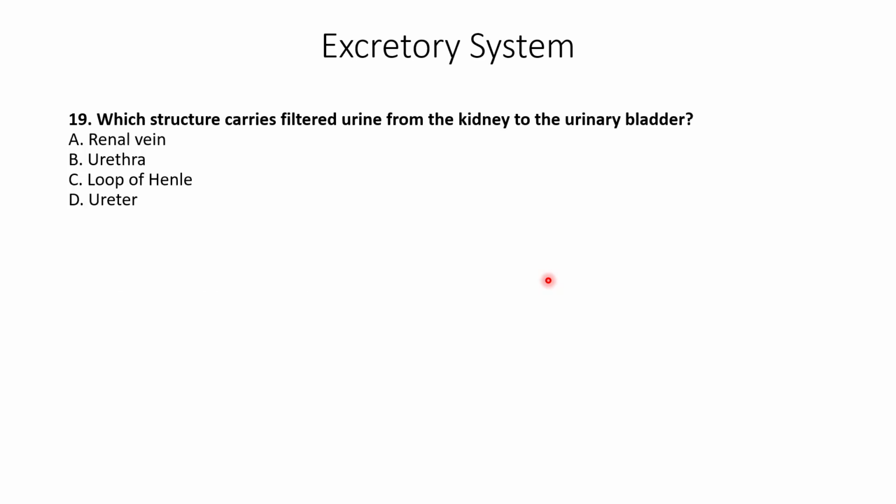Okay, so which structure carries filtered urine from the kidney to the urinary bladder? This is just an anatomical question. I hope you guys know it.